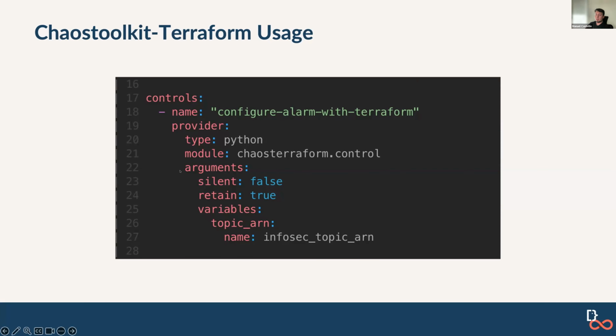And then we have a few arguments. As I mentioned, we can configure its behavior and have it also share variables between the experiment and the Terraform module. And you do it via the variables and output configuration. But the documentation will cover that as well.